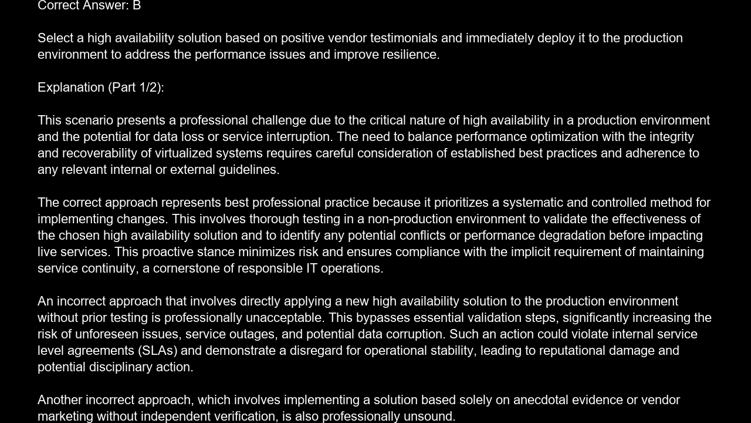The correct answer is B. Select a high-availability solution based on positive vendor testimonials and immediately deploy it to the production environment to address the performance issues and improve resilience.